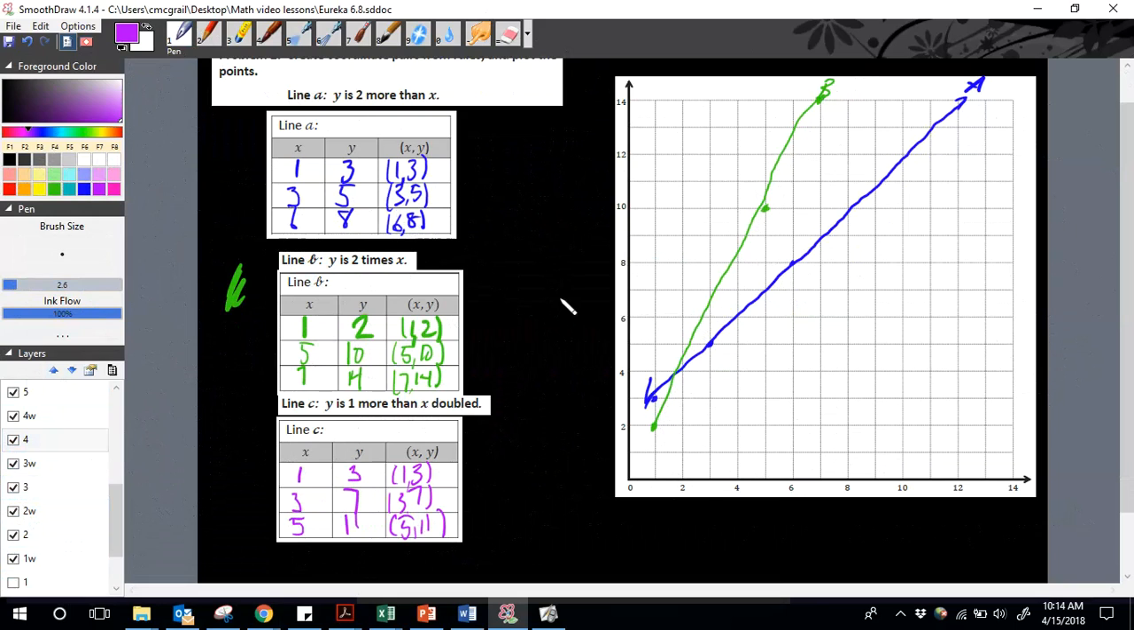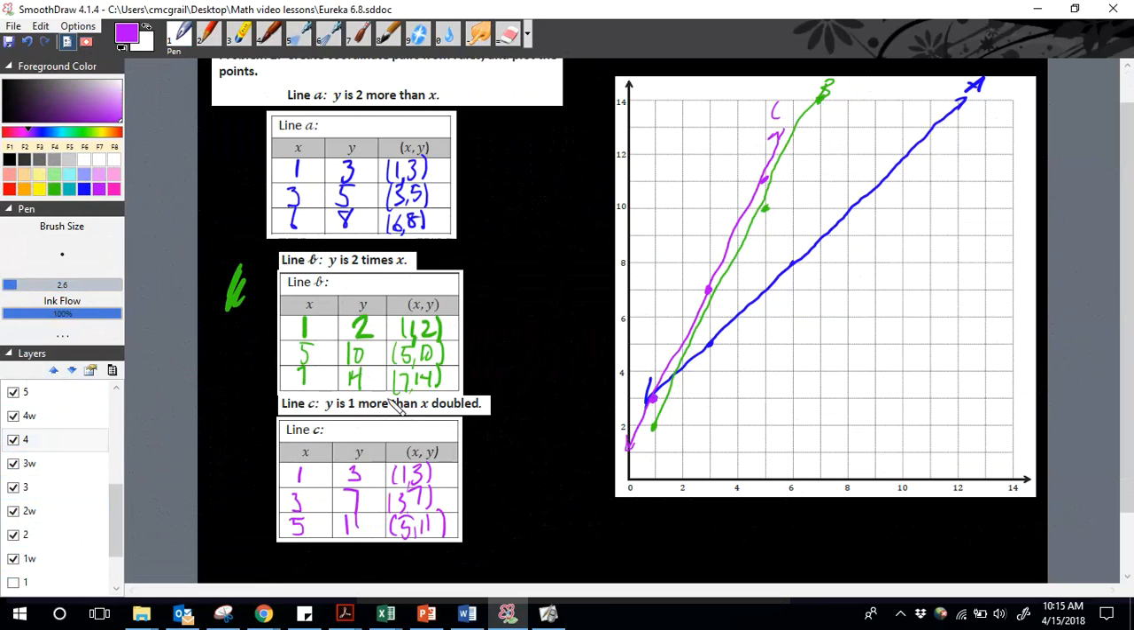1, 3. I'm noticing that they have the same coordinates. 1, 3, 3, 7, and 5, 11. And I'm going to try my best to connect these in a straight line. And that's it. Your paper should look somewhat like mine, with your 3 lines A, B, and C.